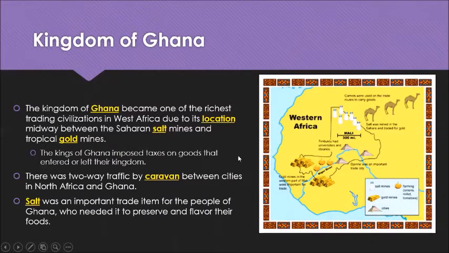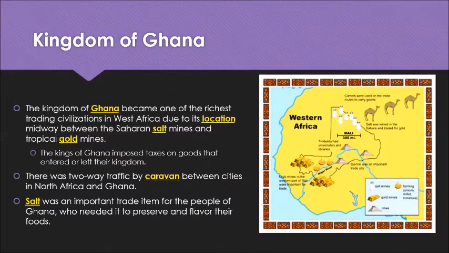So it is one of the richest trade kingdoms ever to exist in West Africa because it is between the salt mines of the Sahara and the gold mines of the more tropical regions. All right, so they would have taxes for anyone who enters or leaves the kingdom. So they're making money hand over fist. They're getting it from salt, from gold, from people coming in and out doing their trading business. They would have caravans going between cities in North Africa and Ghana, crossing the Sahara Desert.